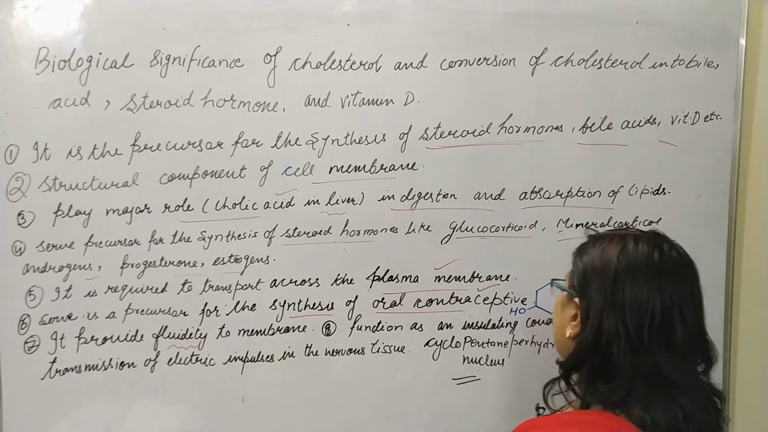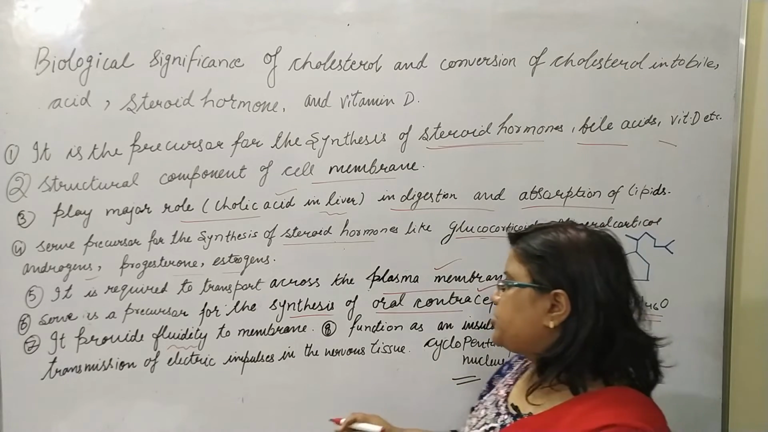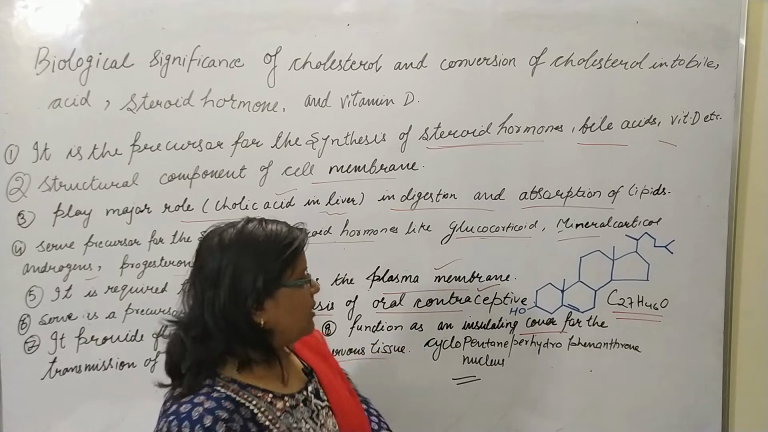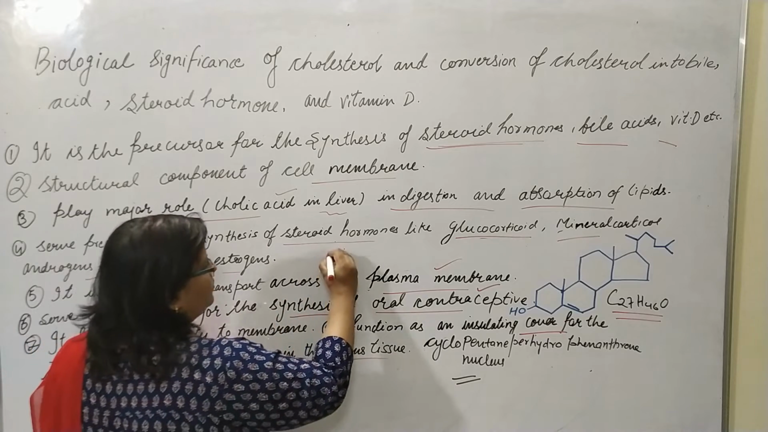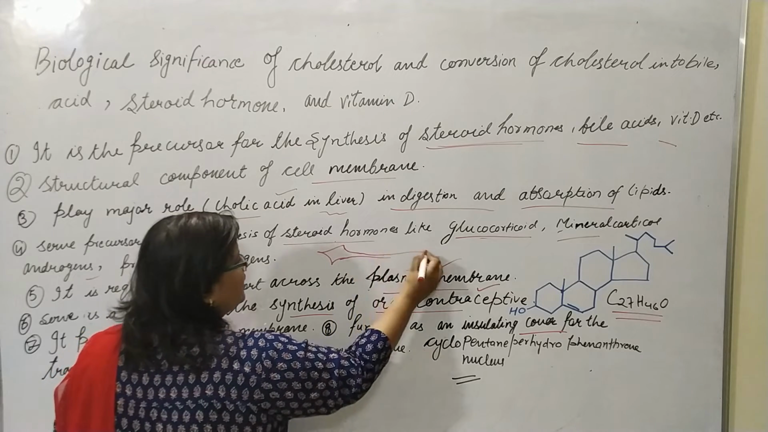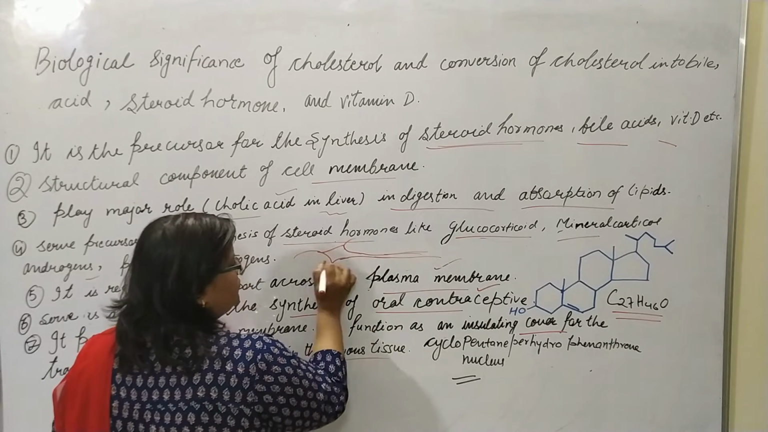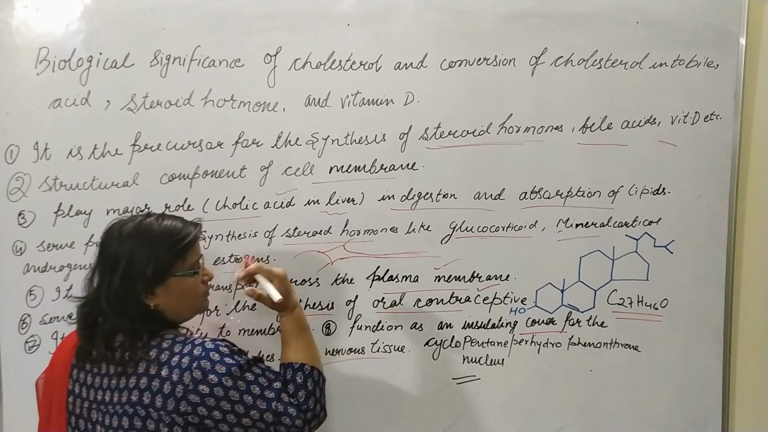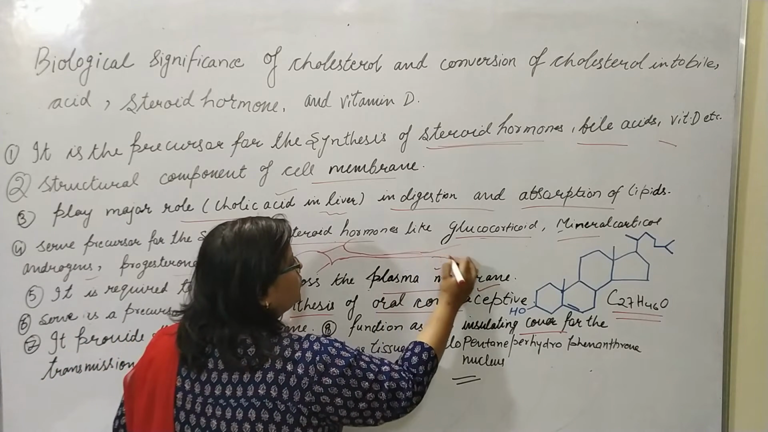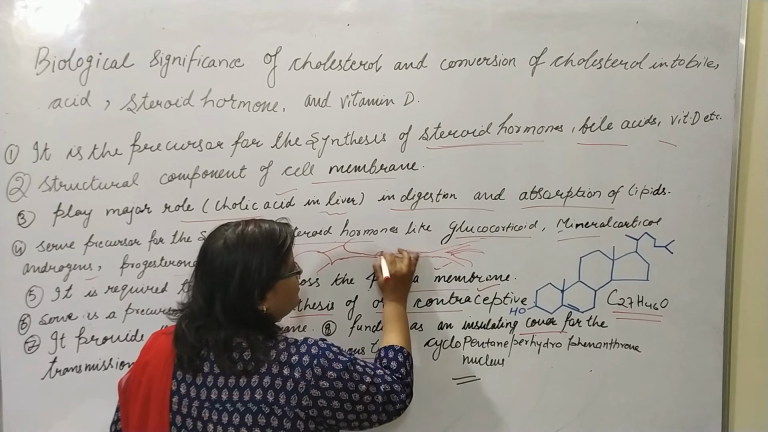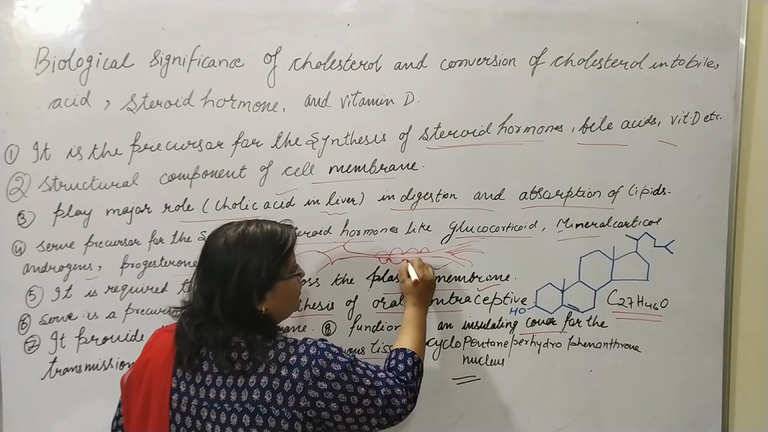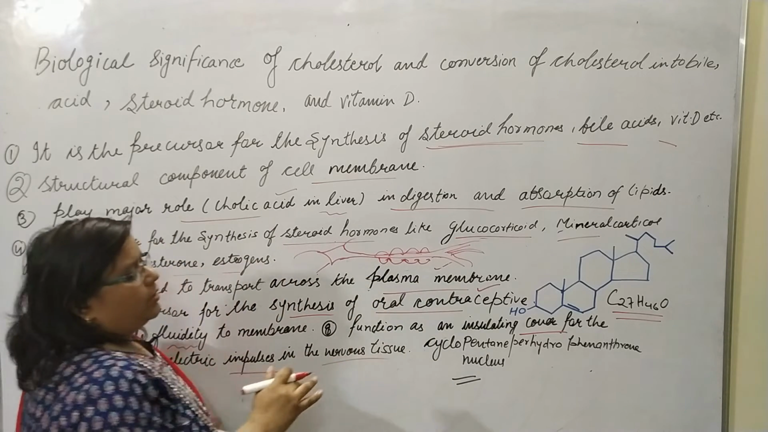Okay, it functions as an insulating cover for the transmission of electric impulses in nerve tissue. In the nervous tissue, the basic structure is the neuron. So this is the basic structure of a neuron, and as electrical impulses go through, these impulses jump through the neuronal membrane, or we can say the neurolemma.